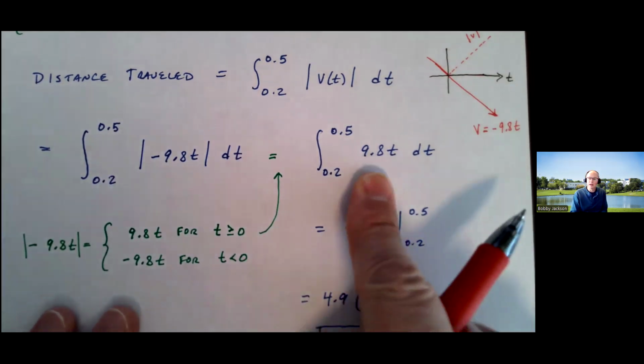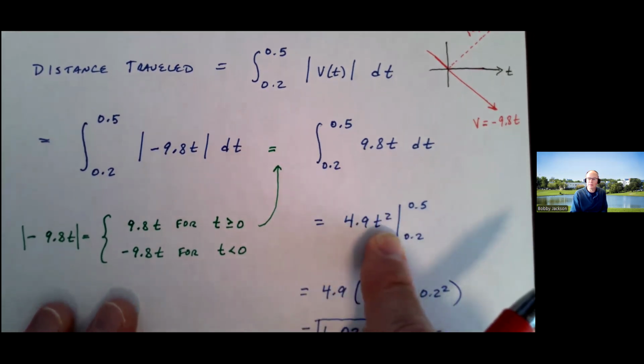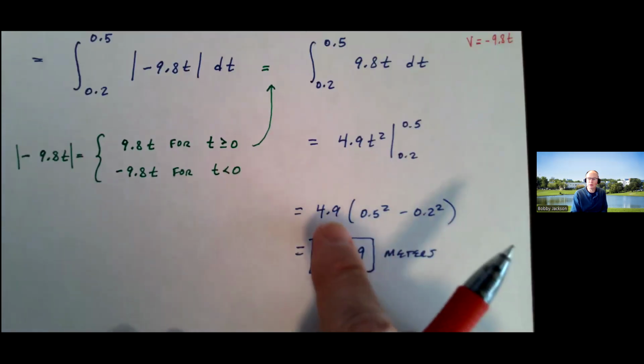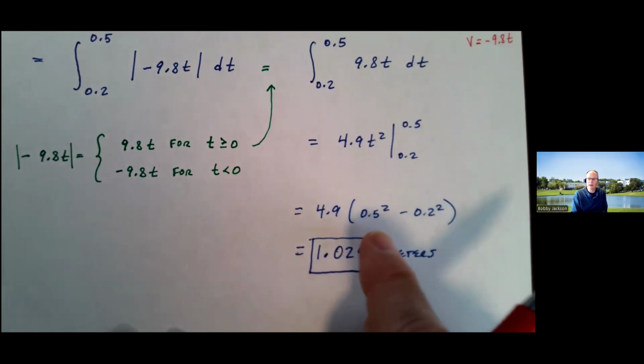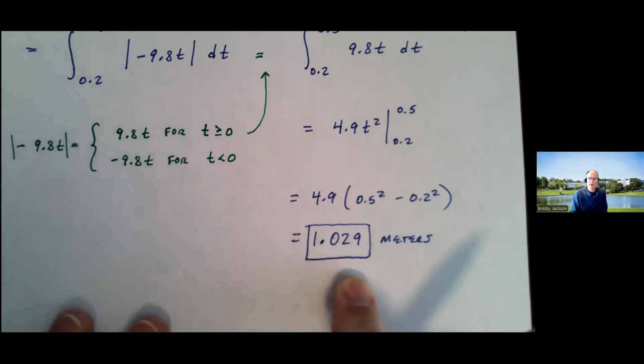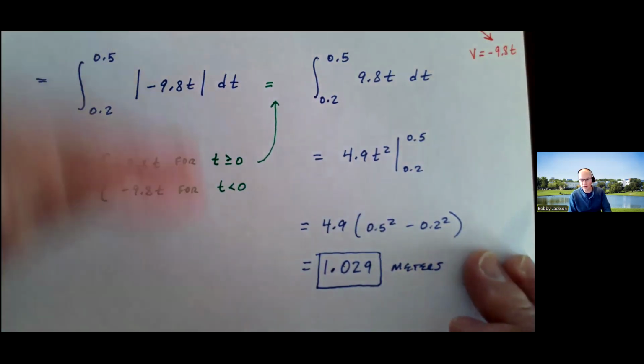So the antiderivative of 9.8 t is 4.9 t squared. I evaluate that at 0.5 and at 0.2. I've just factored out the 4.9. And, using the calculator, you can get 1.029, and that's the distance traveled. If you got negative 1.029, you actually got displacement, and the negative indicates, of course, the cat is falling downward.